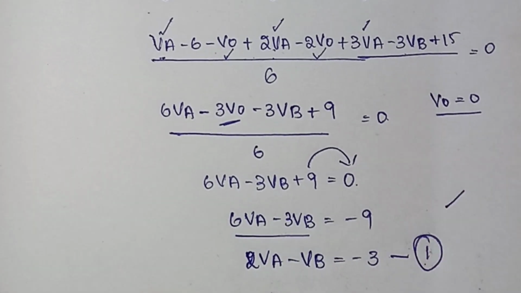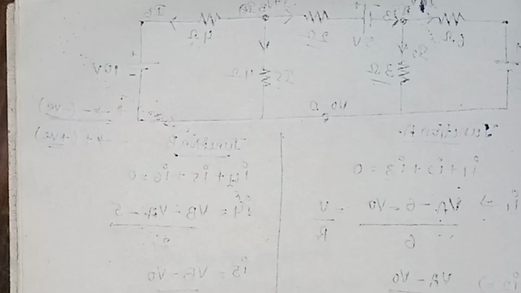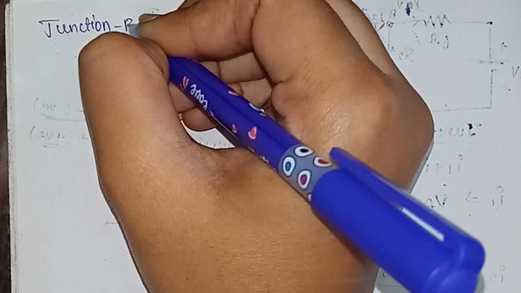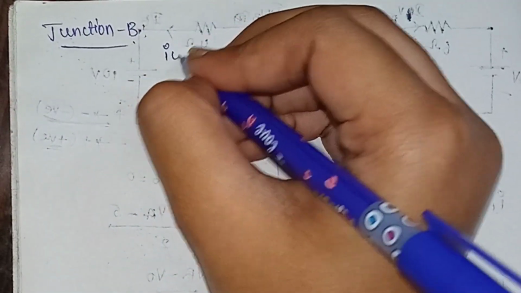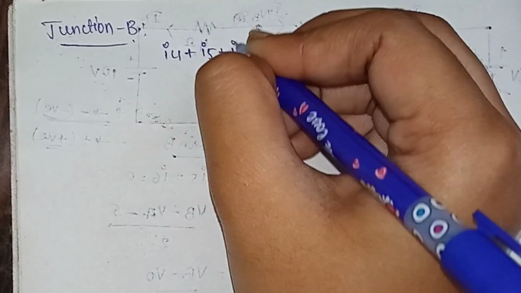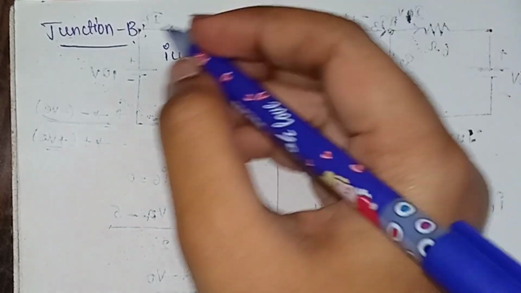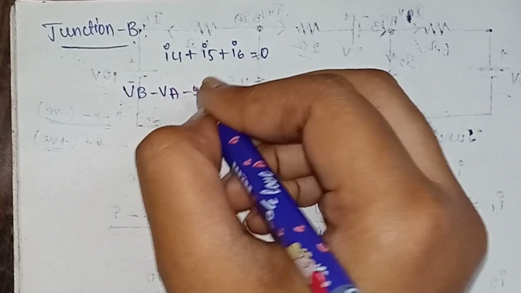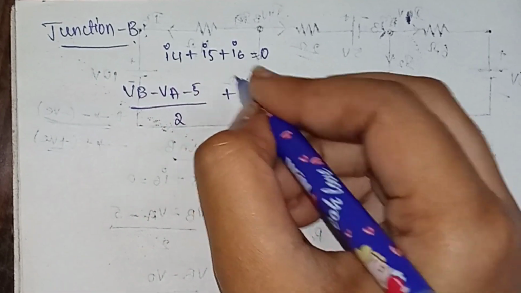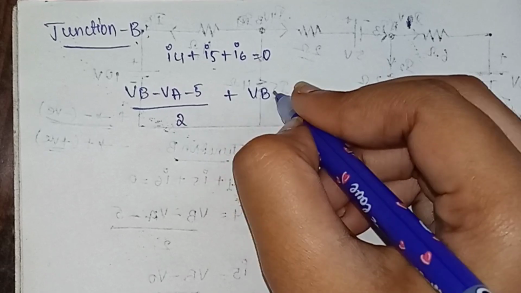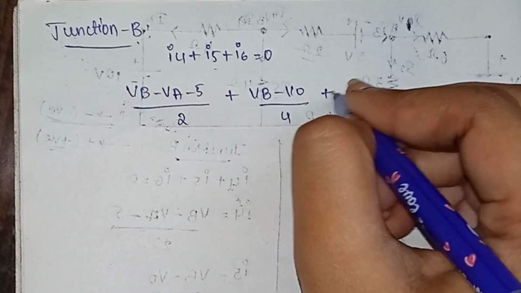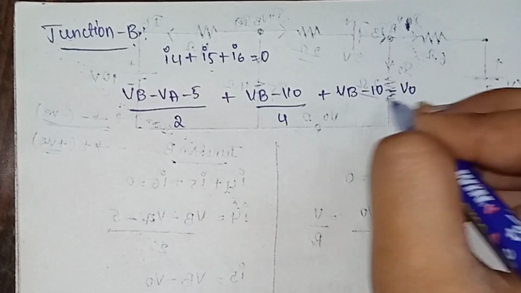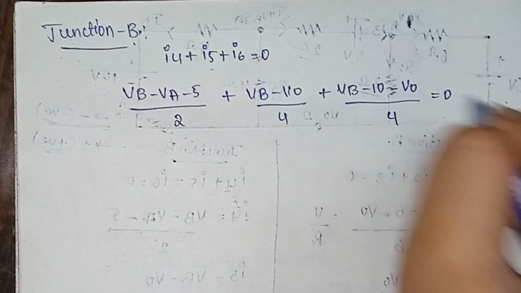So this is our equation 1 for junction A. In the same way, we will calculate for junction B also. So now let us see for junction B. Junction B is I4 plus I5 plus I6 is equal to 0. So what is our I4? (VB minus VA minus 5) by 2, plus what is our I5? (VB minus V0) by 4. And what is our I6? (VB minus 10 minus V0) by 4 is equal to 0.